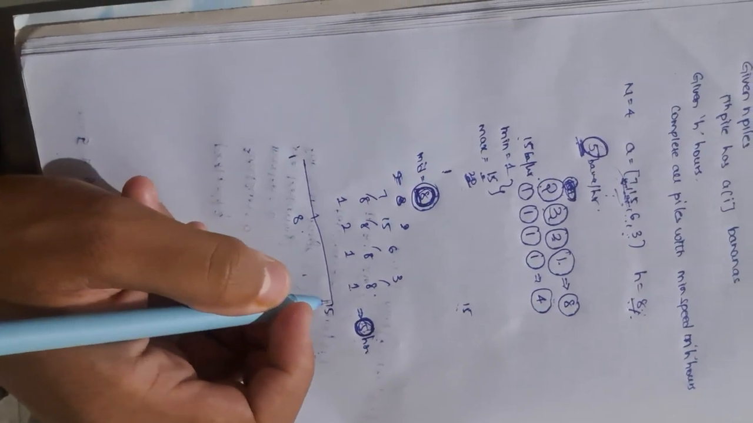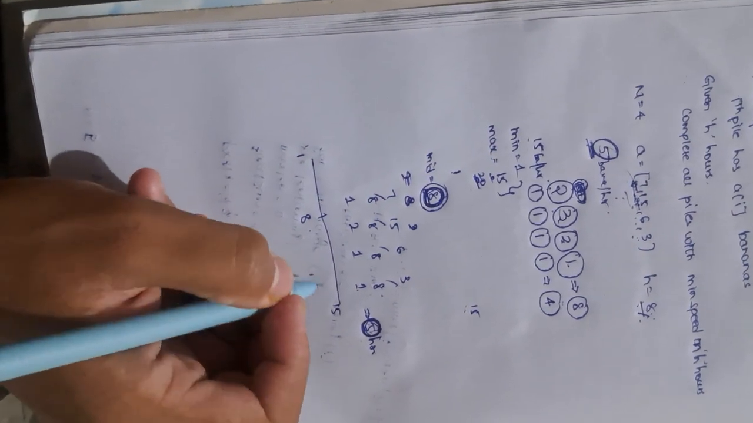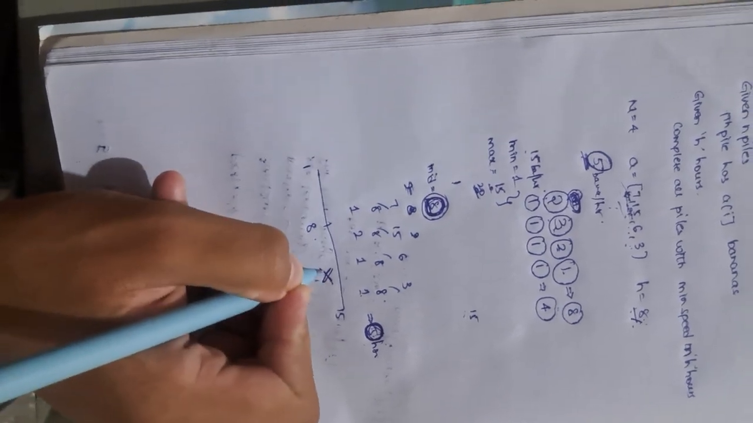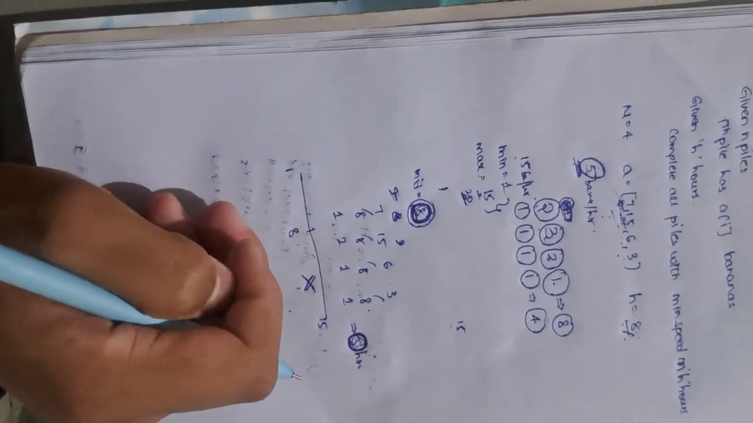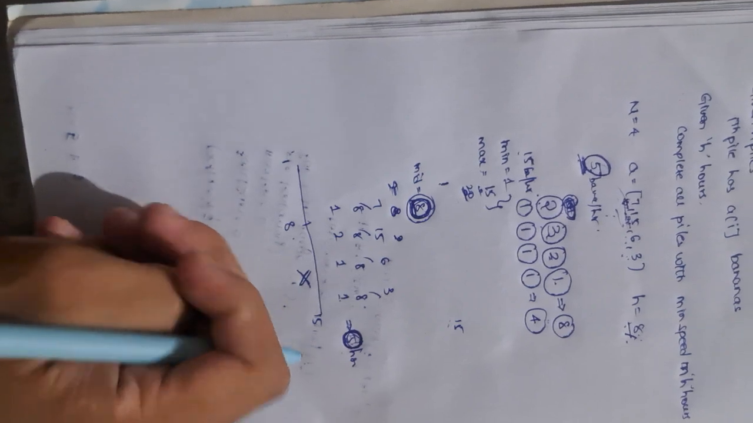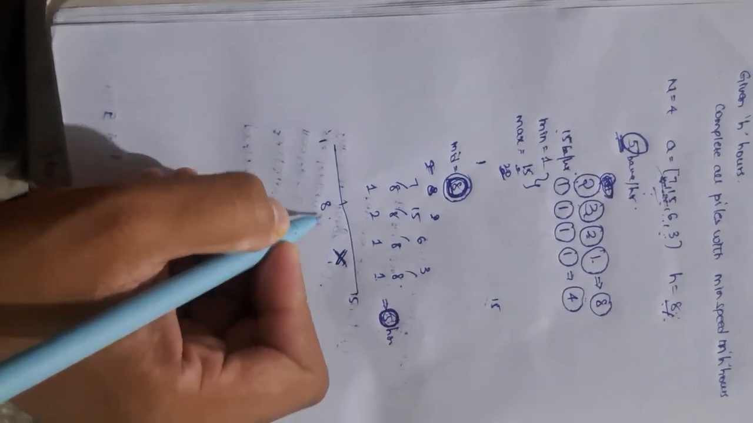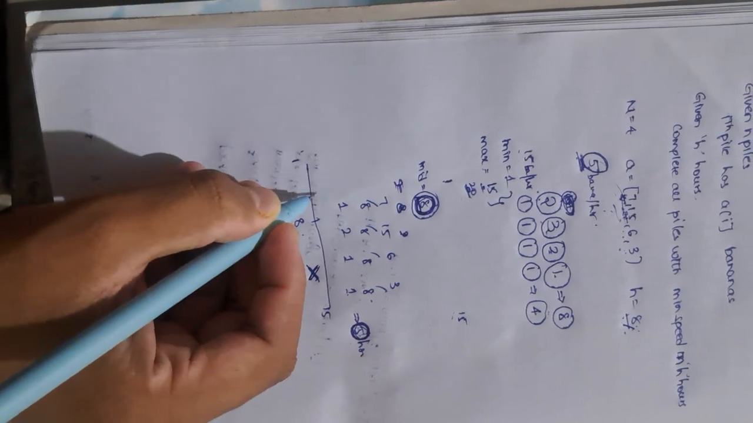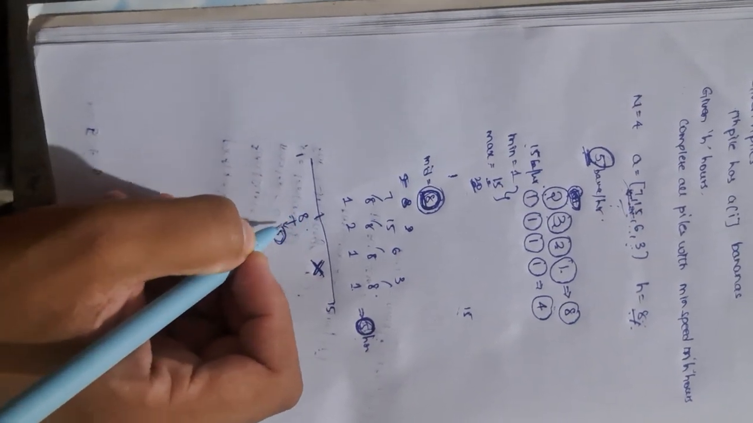What we should do, we should eliminate, as we require the minimum speed, we should eliminate this search space. So we get 8. What's 8? For 5 hours. We need to find the minimum speed. At this, we are getting the answer.